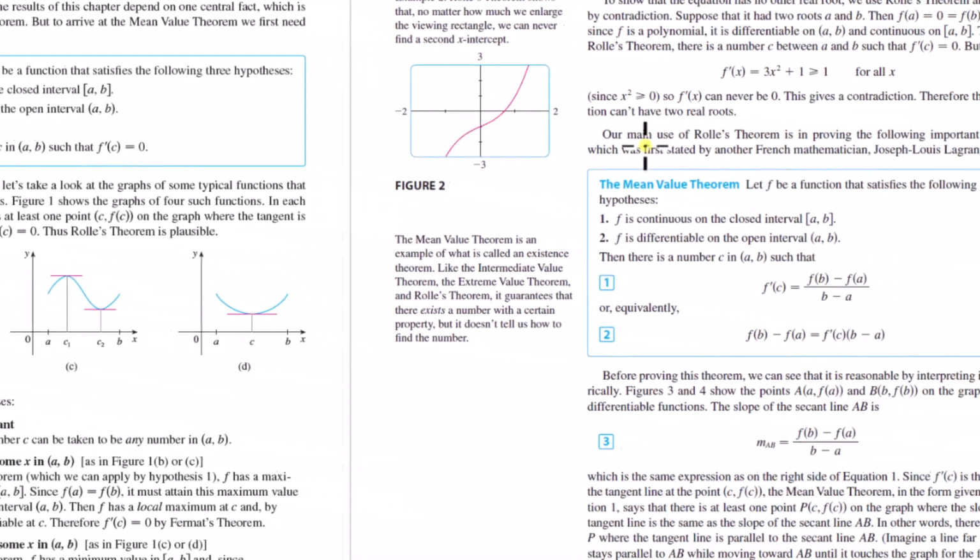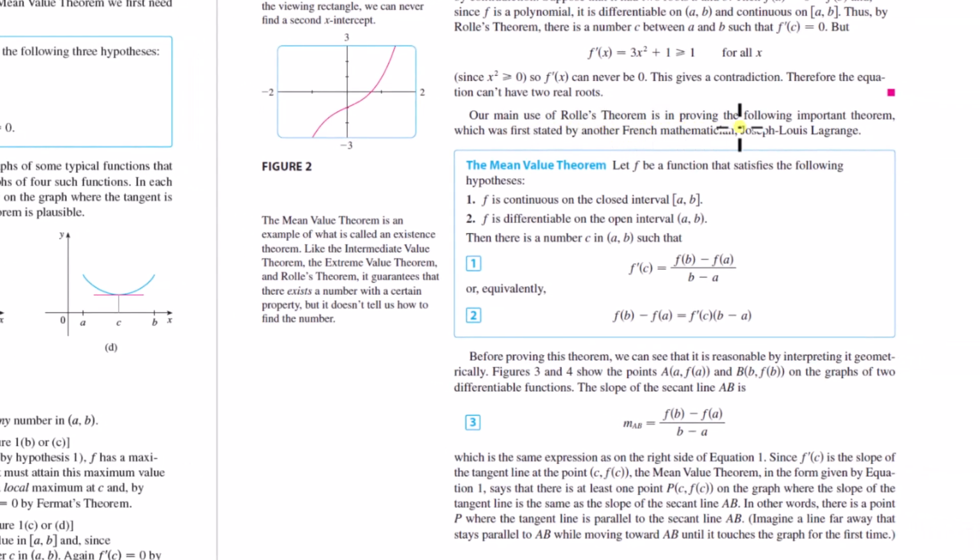And then it says here that our main use of Rolle's theorem is in proving the following important theorem, which was first stated by another French mathematician, Joseph Louis Lagrange. So Rolle's theorem was used to prove the mean value theorem in relation to differentiation, which says that let f be a function that satisfies the following hypotheses. So once again, f is continuous in the closed interval from a to b. f is also differentiable. But here, it doesn't say that f of a has to be equal to f of b. Then there is a number c in a to b such that f prime of c is equal to f of b minus f of a over b minus a.